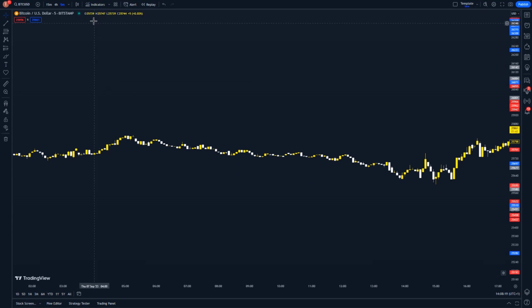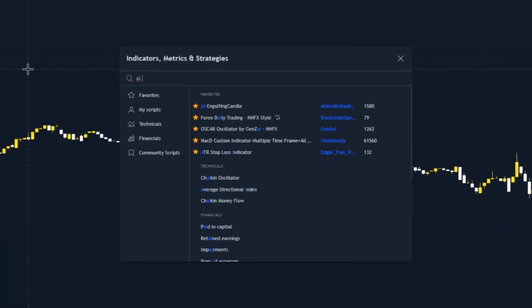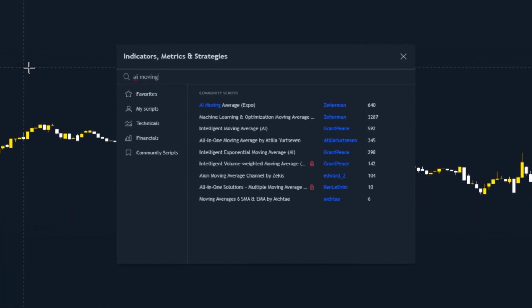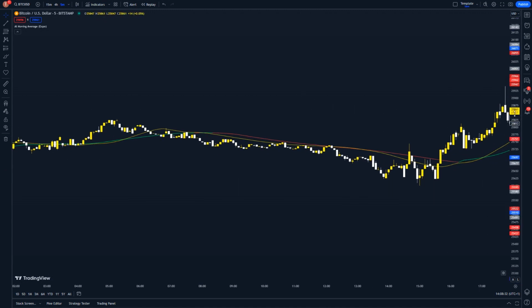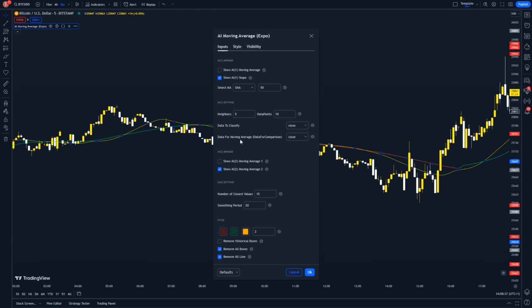Okay, so it's time to add the first indicator for this strategy. Click on Indicators at the top. We will be searching for the AI Moving Average Expo. Add this one to your chart. This is what it will look like when you add it. Let's double-click and change some settings to improve the AI. You will want to first untick the second moving average box, and then change the smooth moving average value from 50 to 100. This will provide us with a clear visual on actual market structure on a much longer term.